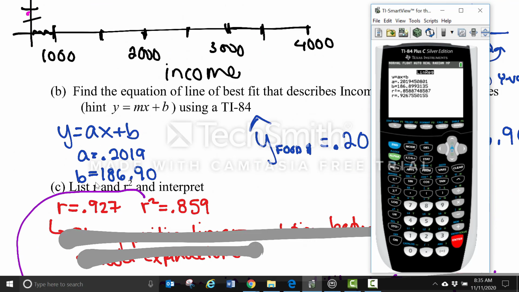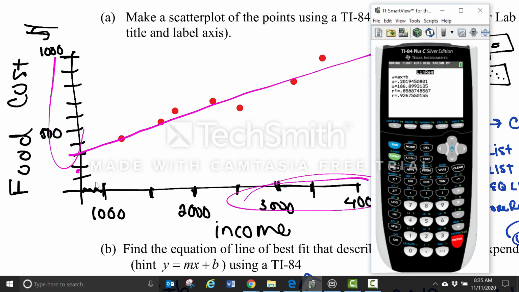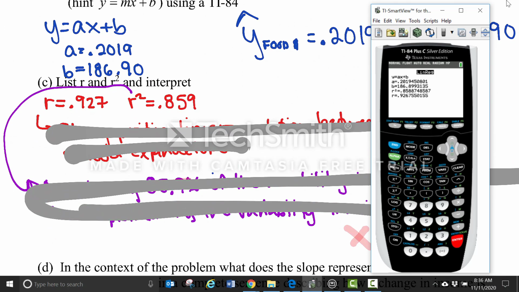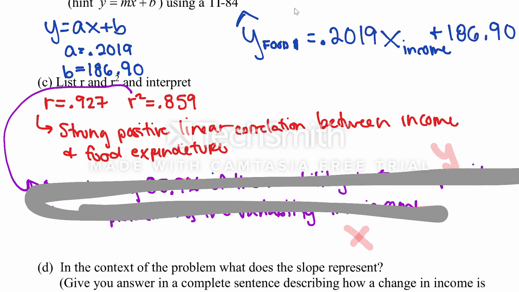R squared is saying how much this change in X is affecting the change in Y. So I'm just going to give you these two sentences. For R, we're going to say it's a strong, because it's really close to 1, and they look like they fit well. Positive, because the slope is positive. If R was negative, it would mean the slope was negative. Linear correlation between income and food expenditure. That makes sense. The more you have to spend, the more you might spend.